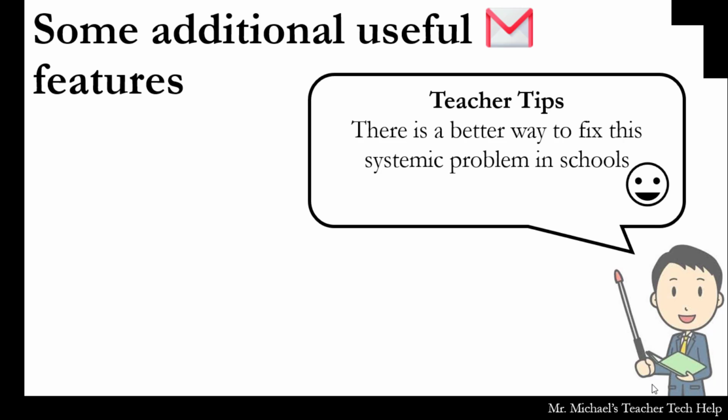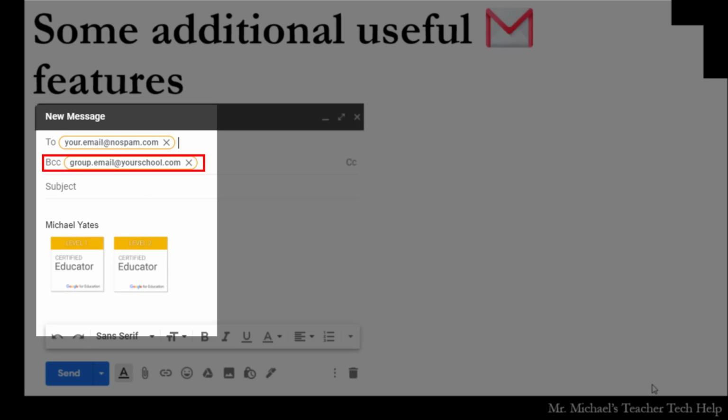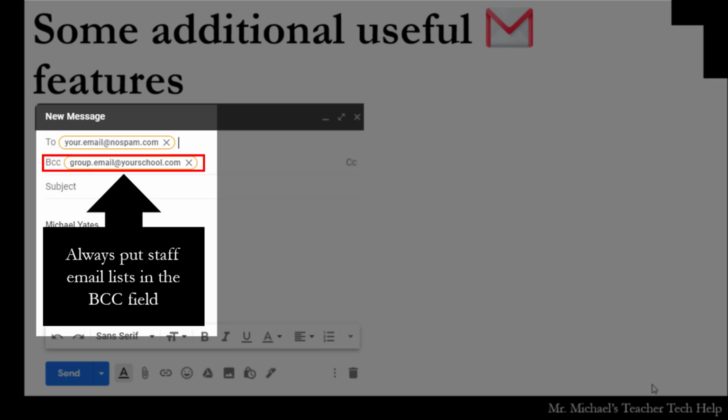But here's a teacher tip. There's a better way to fix this systemic problem in schools. When you send to an email list, put it in the BCC. That way, it doesn't matter even if the person did accidentally hit reply all, it will not go to them because they cannot see it.